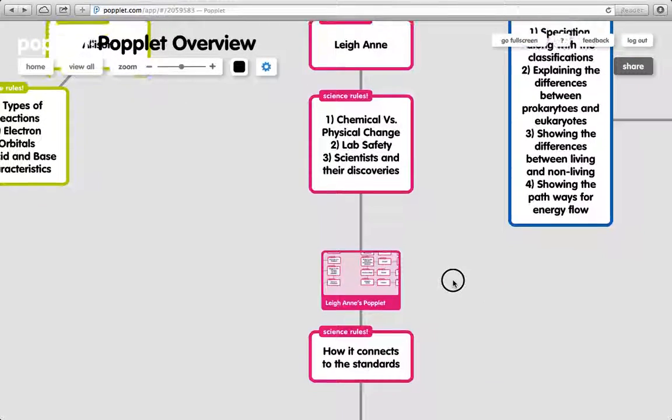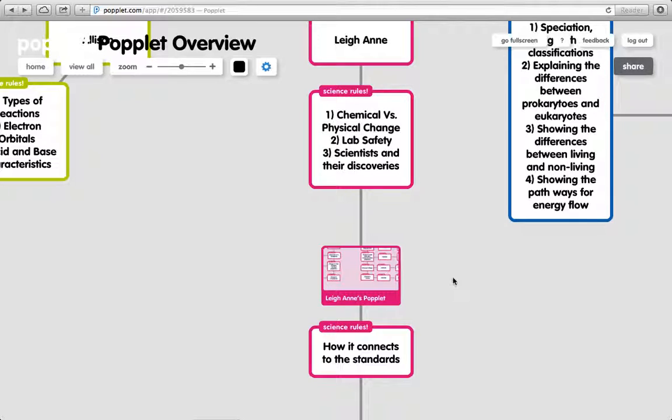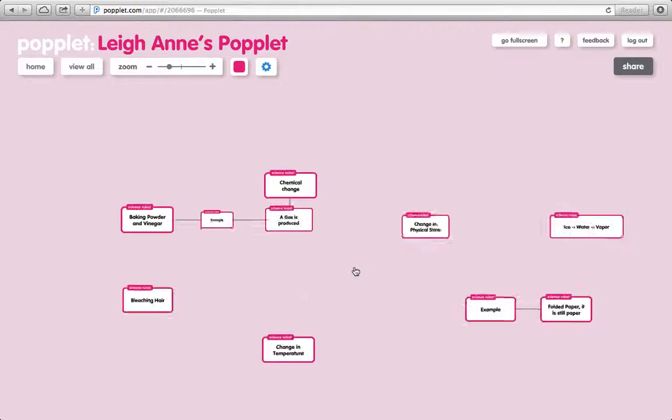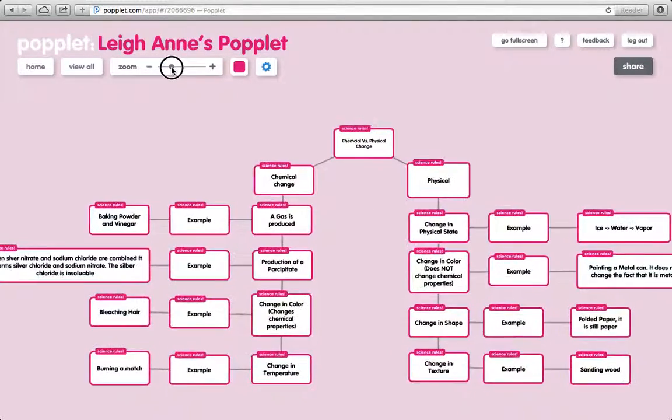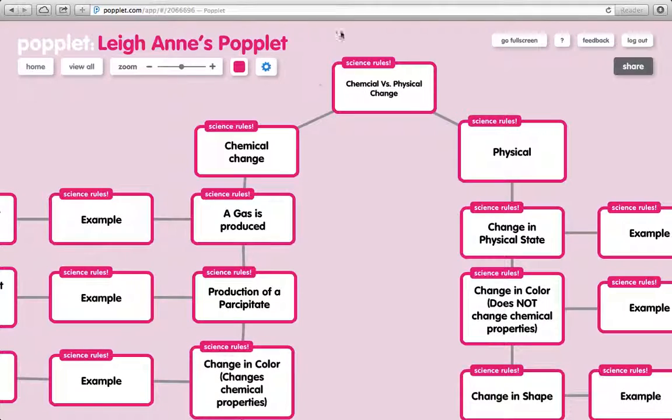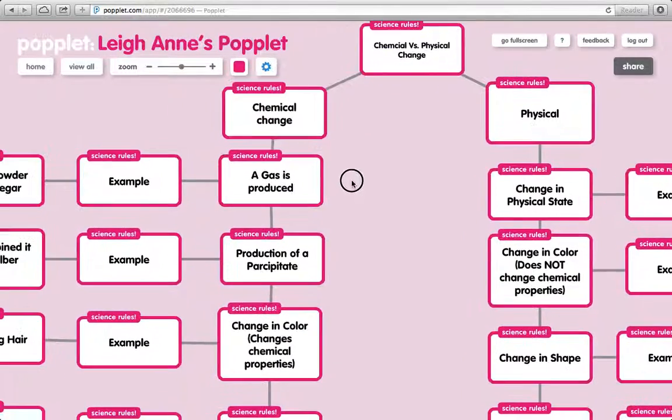So right now we're going to jump into the Padlet that I created. And right here it is. I'm just going to click on it and pop! There it is. Here is my starting point, chemical versus physical change. Let's start on the chemical side.